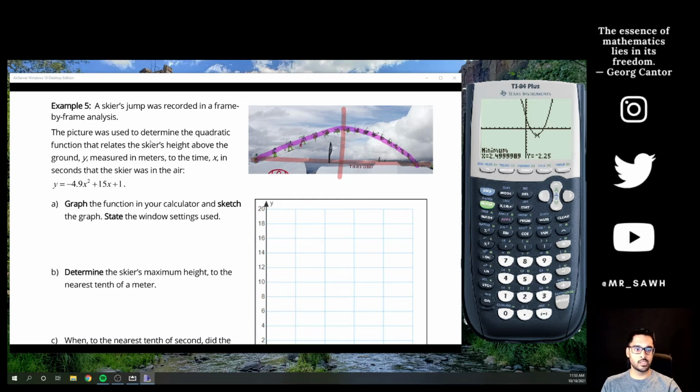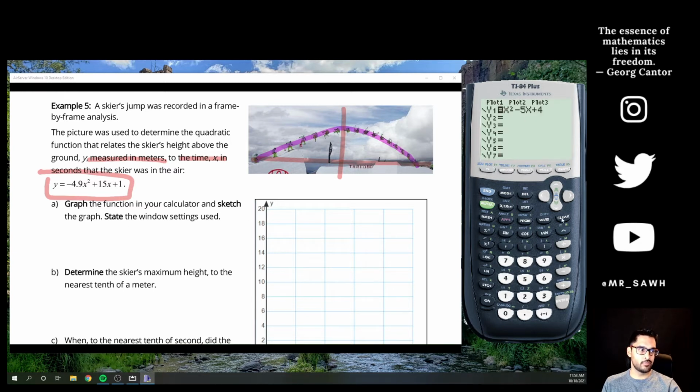Okay, so this picture was used to determine the quadratic function that relates to their height. Their height is in meters, that's y, and x is time. And the equation given to us is negative 4.9x squared plus 15x plus 1. Graph the function in your calculator, sketch the graph.